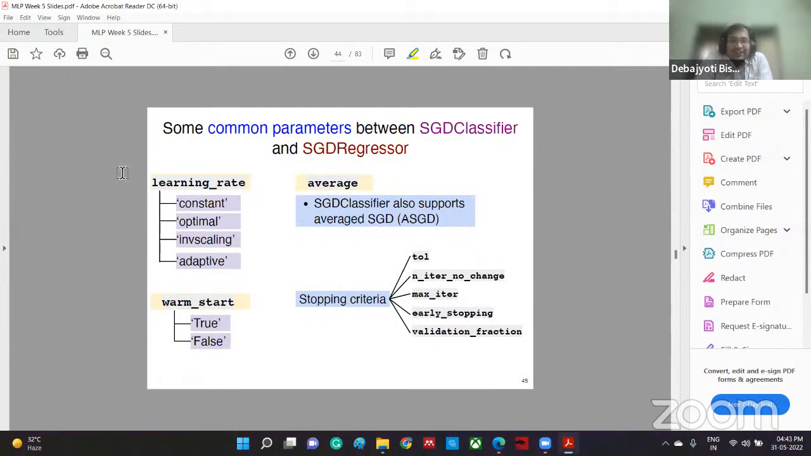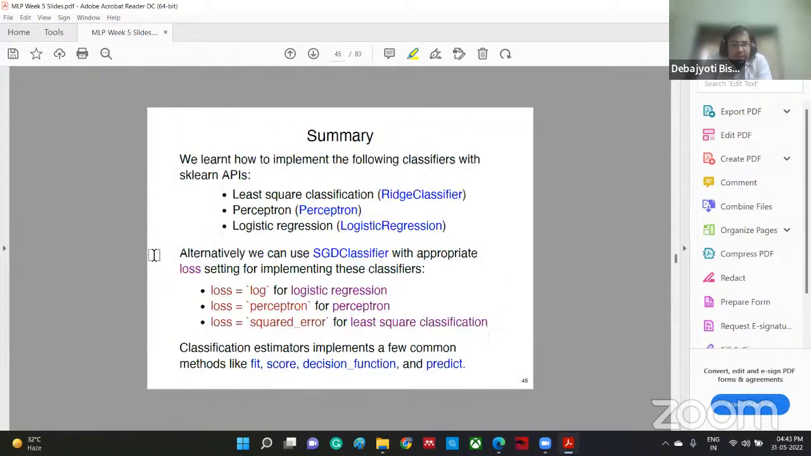Okay. Anyway, so the common parameters between classifier and regressor. There are again different criteria which are given: learning rate, and whether you want to use the previous run's result only, settings only. So you can give true or false, and so on. Okay. So again, the first summary.